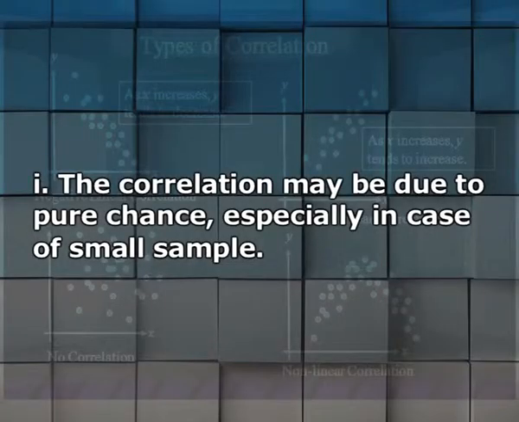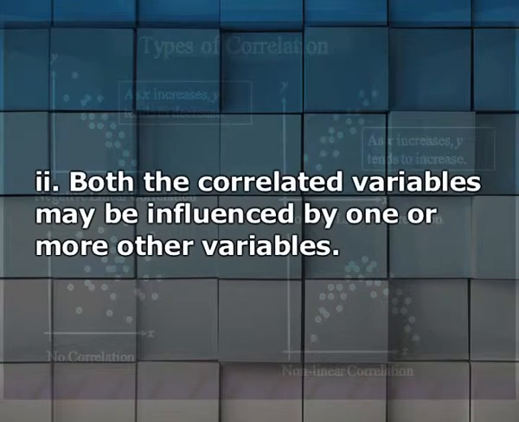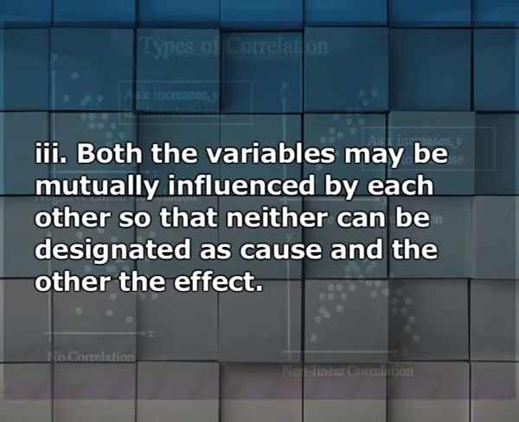The explanation of a significant degree of correlation may be due to any one or a combination of the following reasons. First, the correlation may be due to pure chance, especially in case of a small sample. Second, both the correlated variables may be influenced by one or more other variables. Third, both the variables may be mutually influenced by each other so that neither can be designated as the cause and the other the effect.